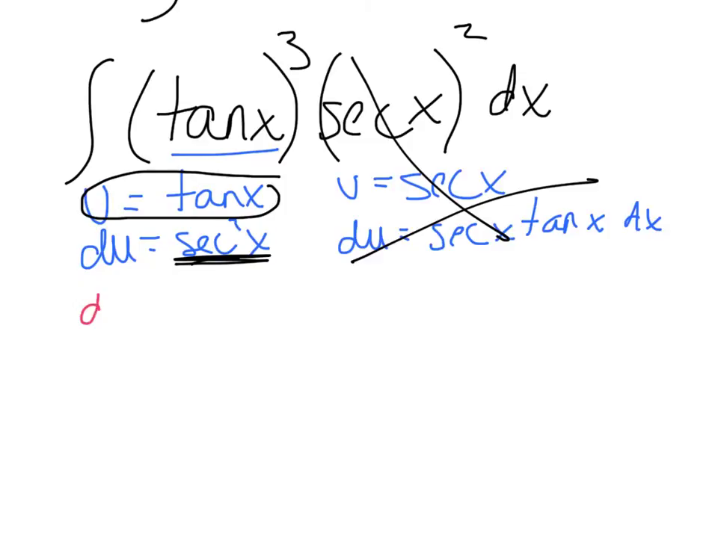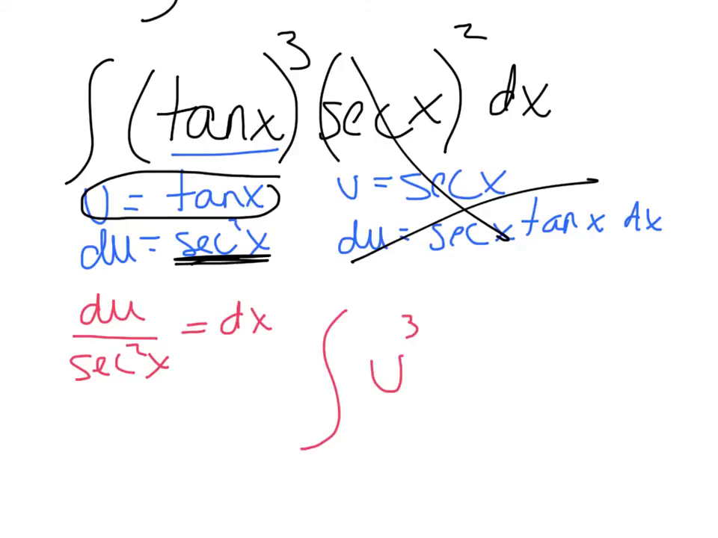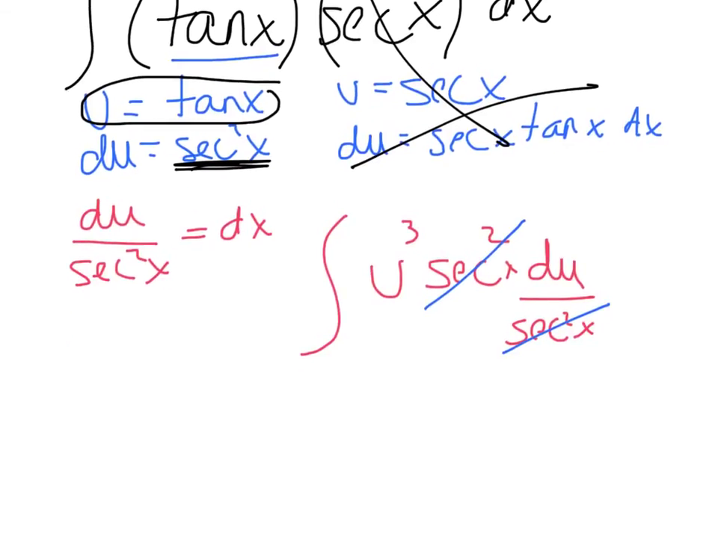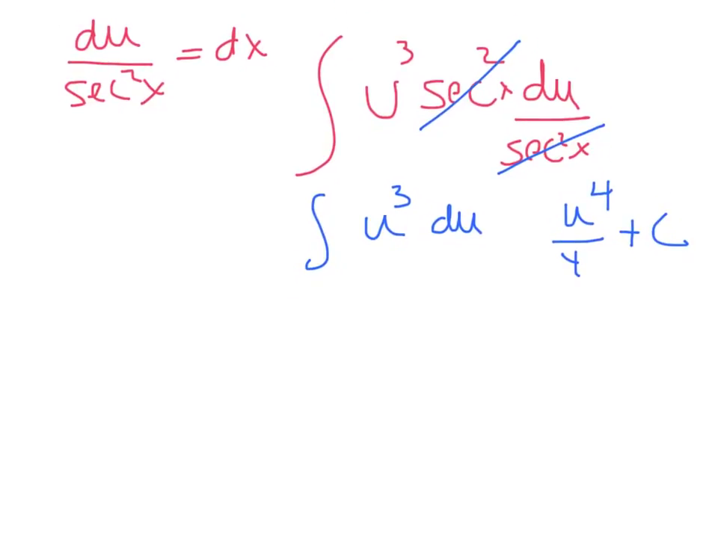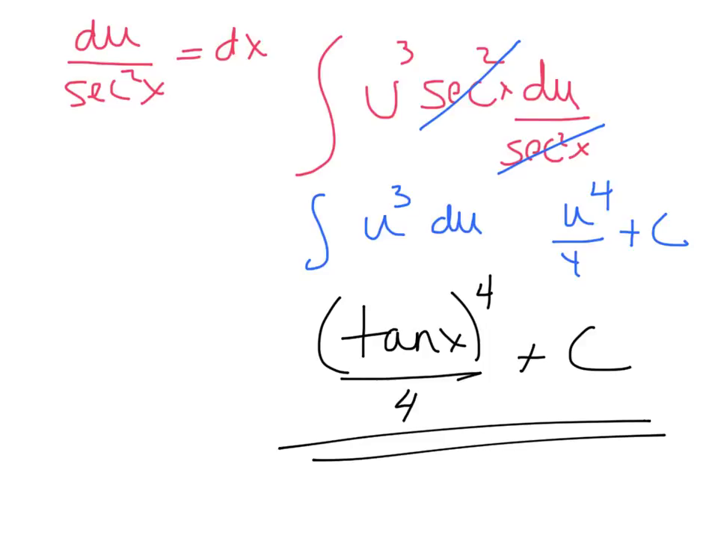All right, so if I say du over secant squared x equals dx, we'll substitute it in. So we get, let's see, that's u cubed times secant squared du over secant squared. Those cancel, and I'm really just doing a nice simple integral of u cubed. So I get u to the 4th over 4 plus c. So that's going to get me tangent of x to the 4th over 4 plus c for my final answer. Okay, so again, I suggest trying to mentally take the derivative, and that will make your process go a little faster.